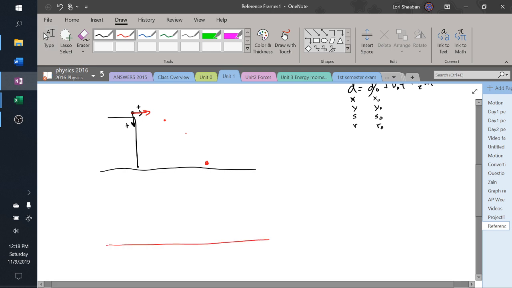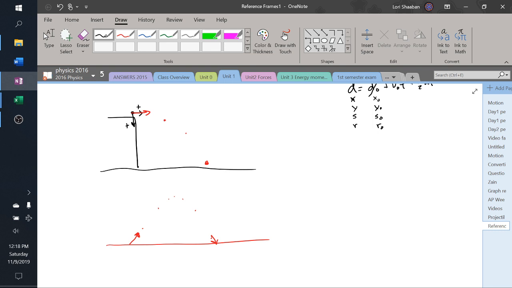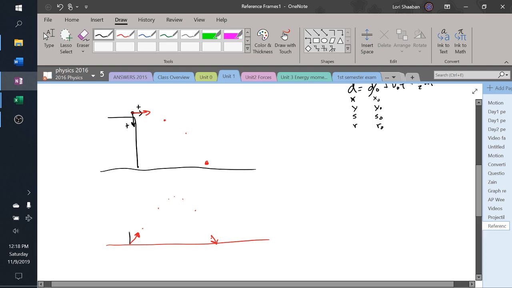If I launch something off the ground, I know it's going to go up, and then it's going to come back down again. You can guess that I'm going to go up is positive, going back to my conventions, and to the right is positive. That's the default.